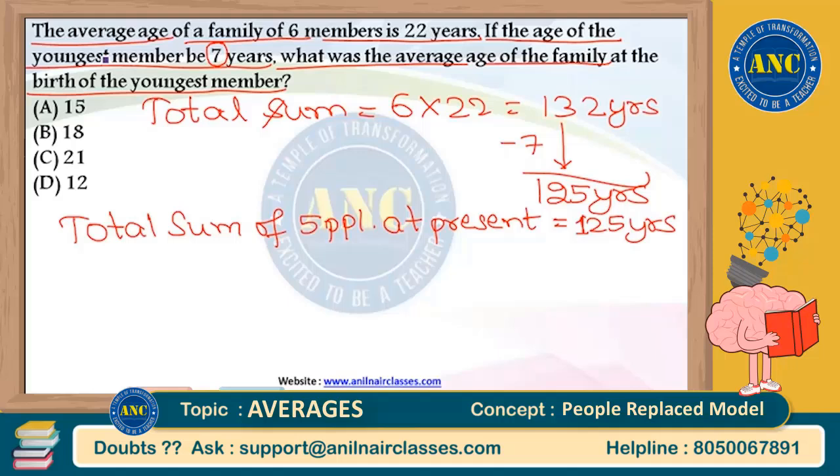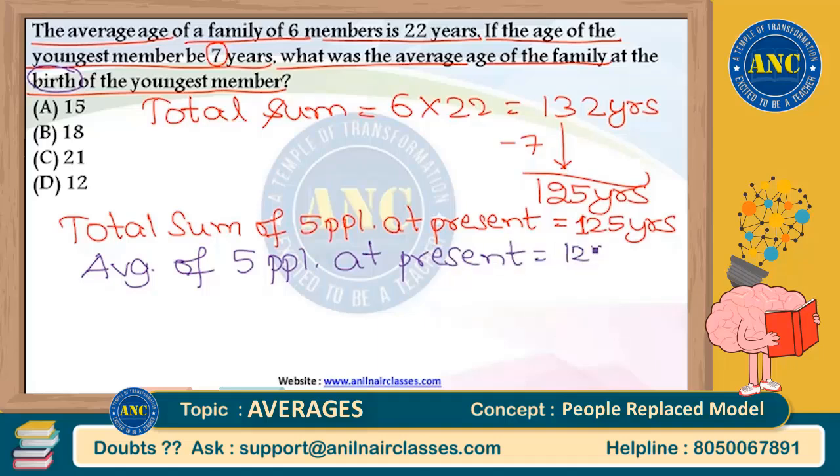But during the time of the birth of the youngest member, that means 7 years before, can I say that if total is 125, average of 5 people at present will be 125 divided by 5, which is 25. Average is 25 at present. During the birth, which is 7 years before, average will be 18. Answer for this question is 18 years.